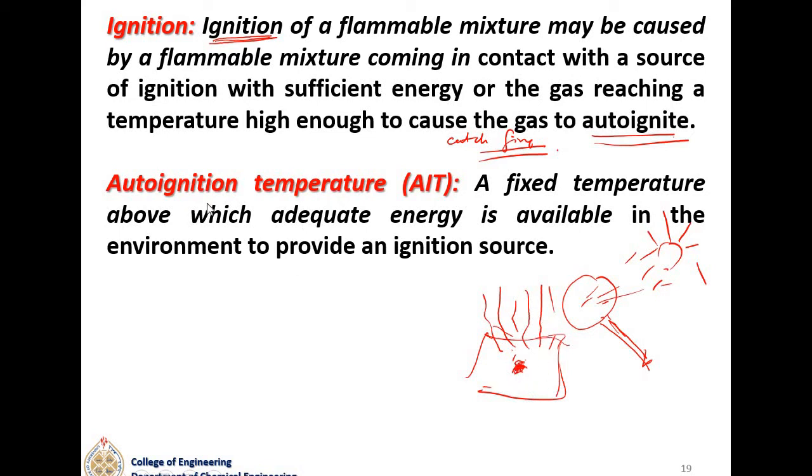So if it catches fire like that, what do we call this? A fixed temperature above which adequate energy is available in the environment to provide an ignition source. So that is the auto ignition temperature. It will ignite by itself. Ignition could be because of a source. Where's the source? Here, with auto ignition temperature, we are talking mainly about enough energy for it to catch fire, even if a source like a spark is not there.